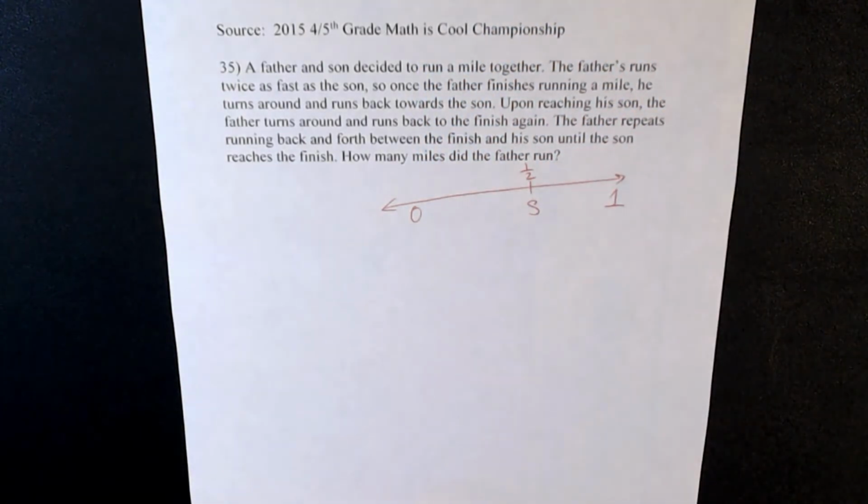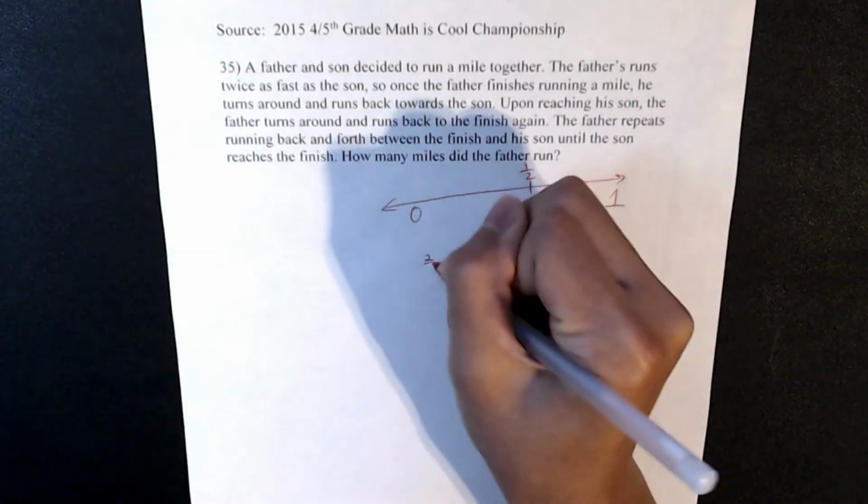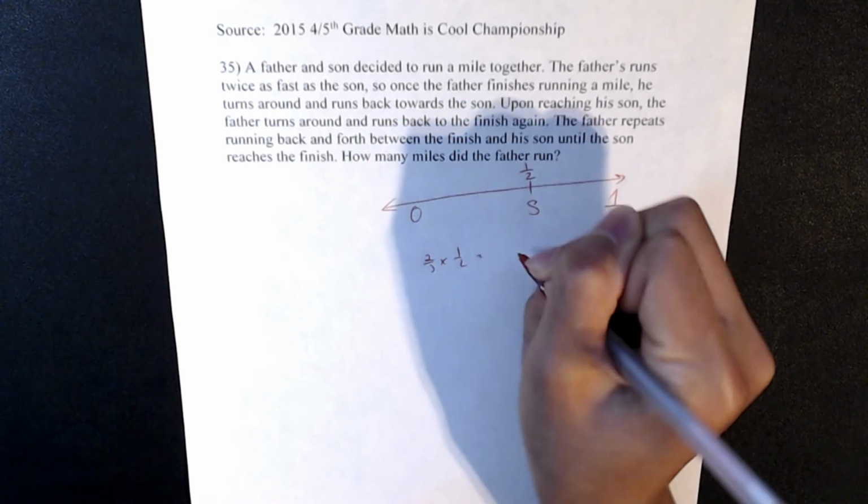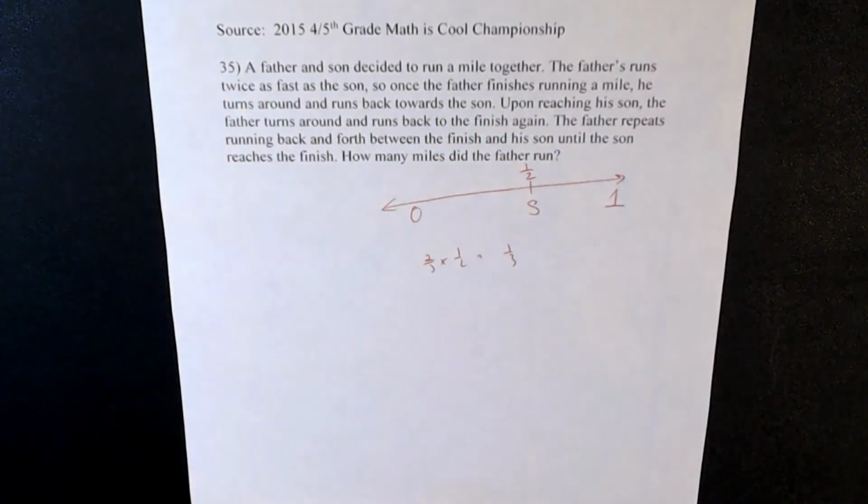Then the father runs back to the son while the son keeps going. This means that the son and father travel a total of half a mile, with the father going twice as fast as the son. This means that the father travels 2/3 times 1/2 equals 1/3 of a mile when meeting his son, and his son travels 1/6 of a mile. As a result, when the father runs back to the 1 mile mark, the father runs back 1/3 of a mile, and the son travels 1/6 of a mile.